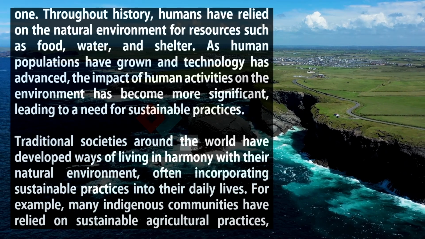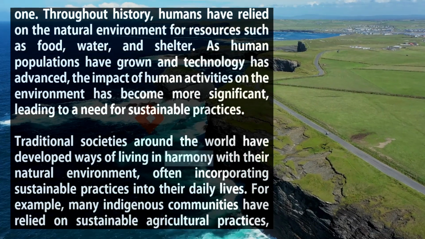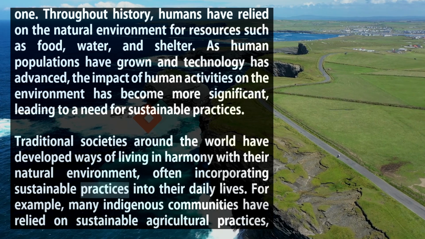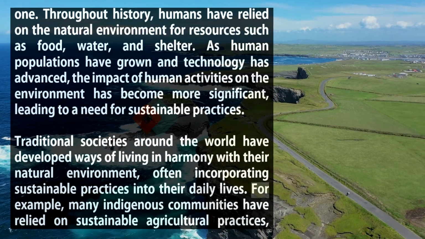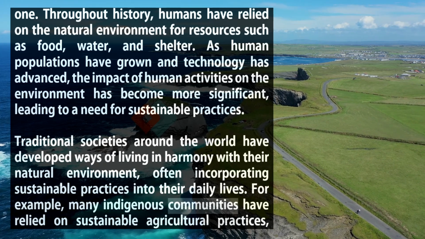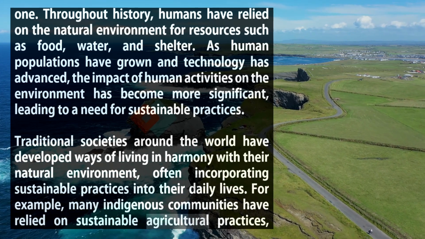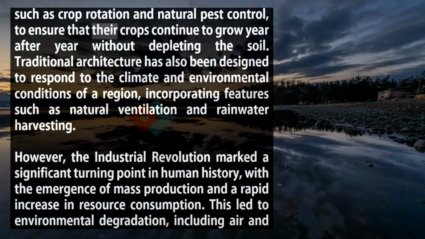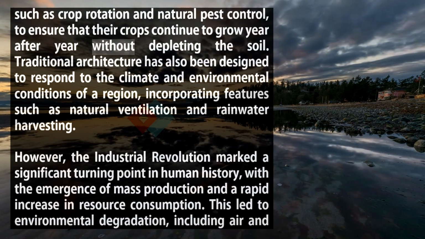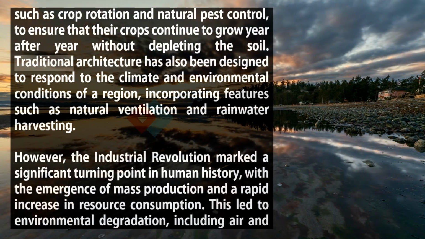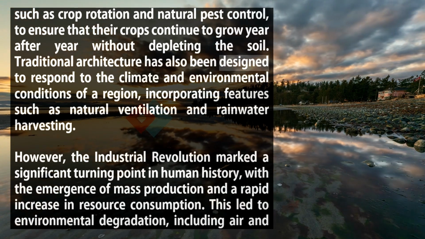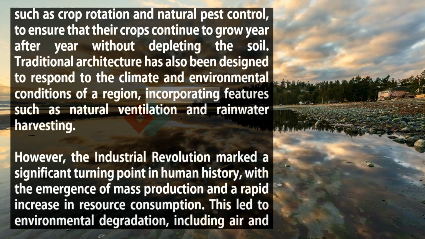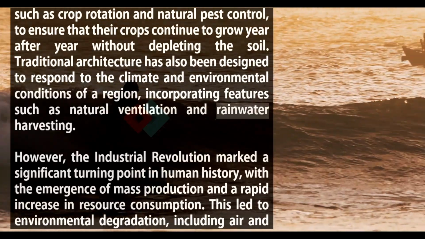Traditional societies around the world have developed ways of living in harmony with their natural environment, often incorporating sustainable practices into their daily lives. For example, many indigenous communities have relied on sustainable agricultural practices such as crop rotation and natural pest control to ensure that their crops continue to grow year after year without depleting the soil. Traditional architecture has also been designed to respond to the climate and environmental conditions of a region, incorporating features such as natural ventilation and rainwater harvesting.